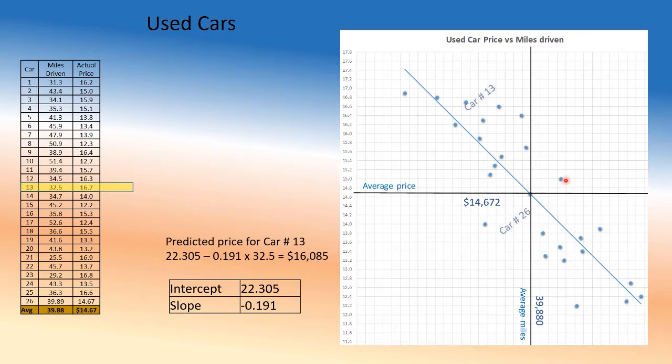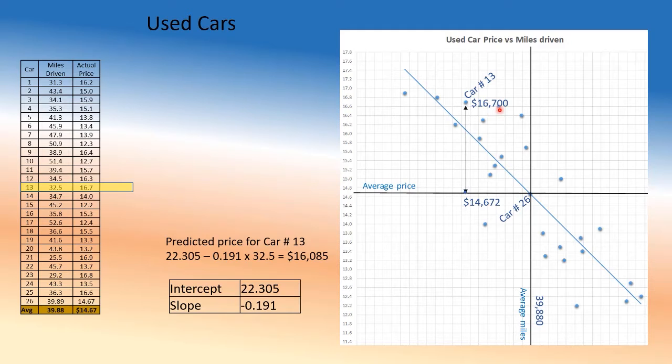Now we focus on car number 13 and car number 26. Car number 26 is simply average and average. That's equal and that's equal. So that's right here, this dot. But car number 13 is right here. That's car number 13. And the price it sold at is $16,700.